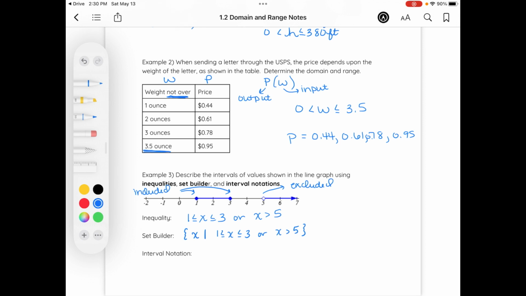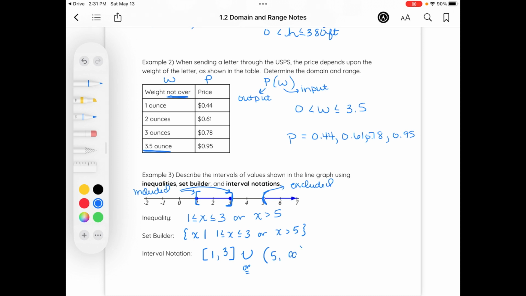The interval notation is the one that is typically used most often. And notice that 1 and 3 were included, so these get to use brackets. And 5 is excluded, so this gets to be a parenthesis. So our interval notation, our x values are between 1 and 3, and then they're included. And then I put a large U, this means or.